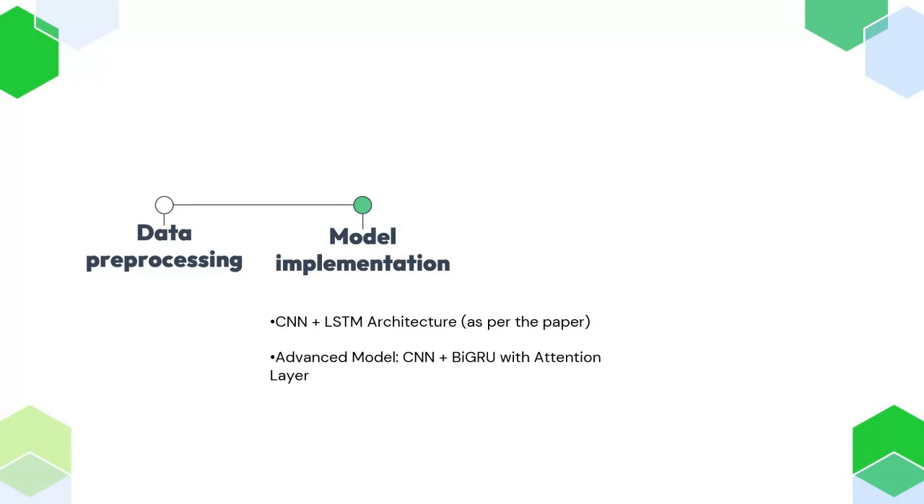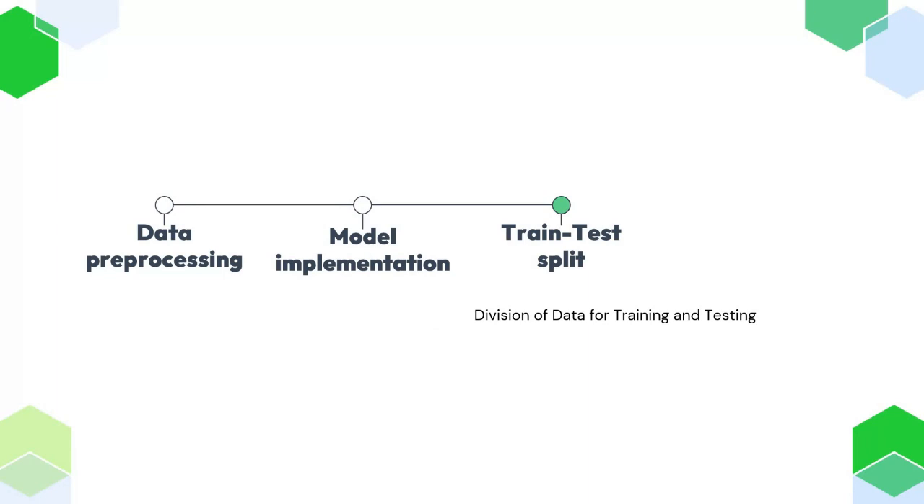The next step was to split the data into train and test set. This step is crucial to ensure that our model learns from the subset of the data and is then evaluated on unseen data, allowing us to measure its true performance. The split was done in a way that preserved the distribution of classes across both sets, ensuring a fair evaluation.